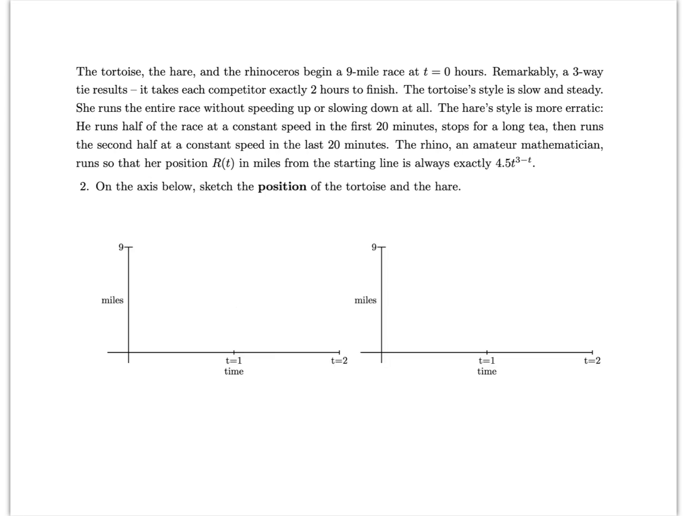Okay, despite having all ran the same average race, they all ran 9 miles in 2 hours, they had very different styles. Okay, so we want to sketch the position of the tortoise and the hare over time. Okay, so the tortoise was the slow and steady.